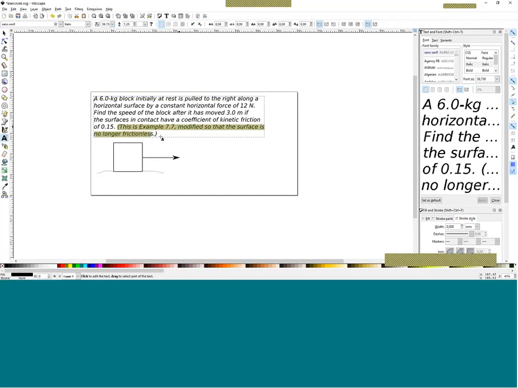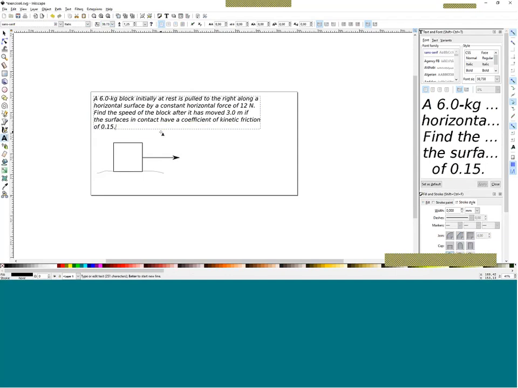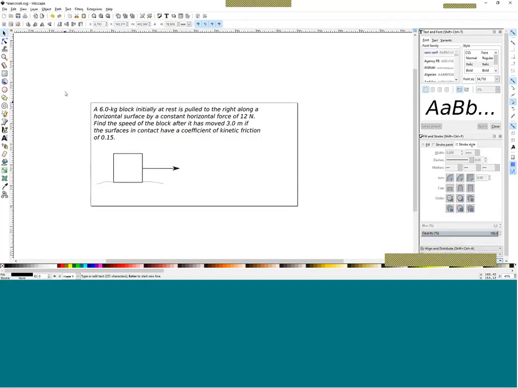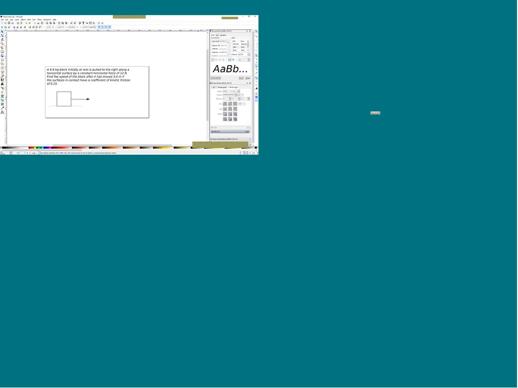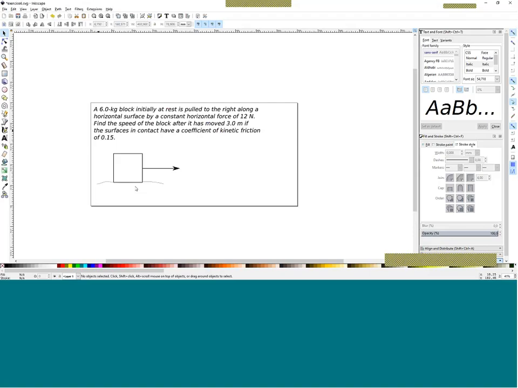Exactly. The one that we did previously. We don't need this. So we have a 6 kilogram block pulled to the right along a horizontal force of 12 newtons. Find the speed of the block after some meters if the surface has a coefficient of kinetic friction of 0.50. So this you're able to know. And I think the best thing you should do, before figuring out what the work is, is draw a free body diagram.